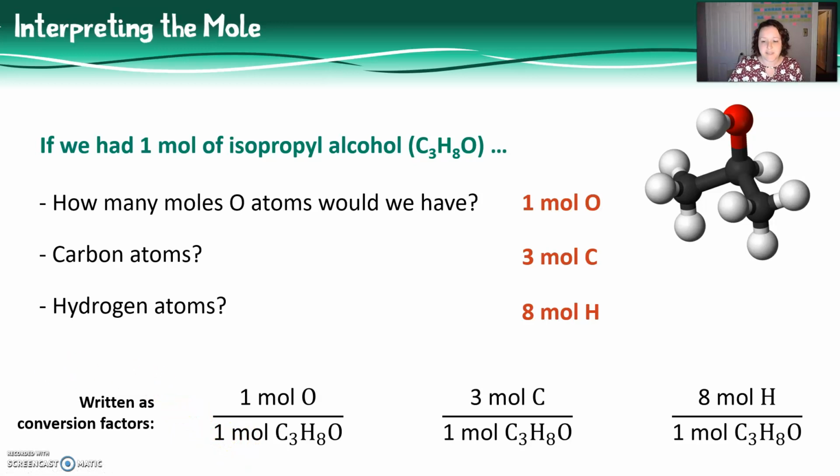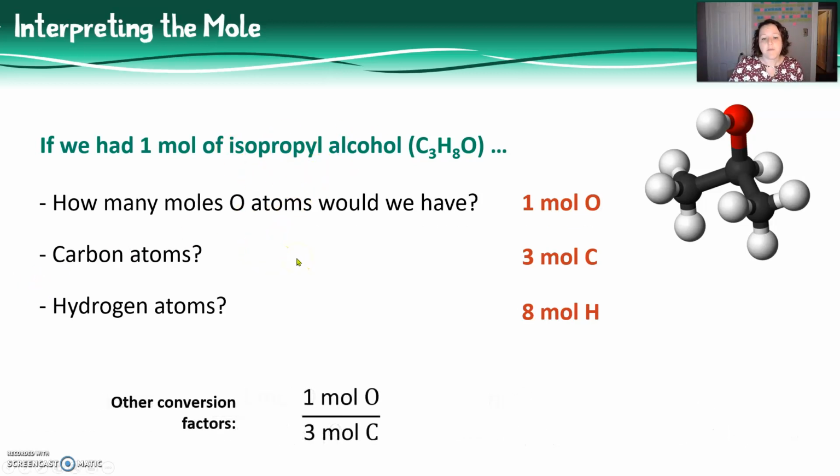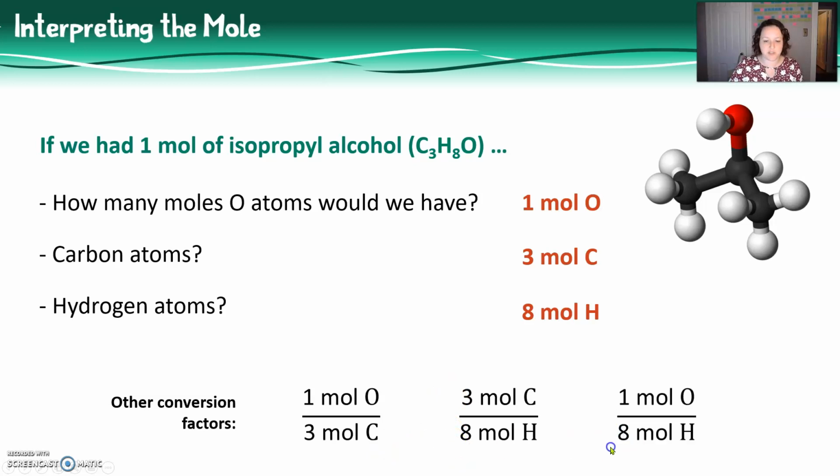Using dimensional analysis, these conversion factors could be used to solve for the moles of oxygen, carbon, or hydrogen when a very specific number of moles of isopropyl alcohol is provided. Or we can write conversion factors that give the mole ratios between the different elements, such as 1 mole of oxygen per 3 moles of carbon, or 3 moles of carbon per 8 moles of hydrogen, or 1 mole of oxygen per 8 moles of hydrogen.